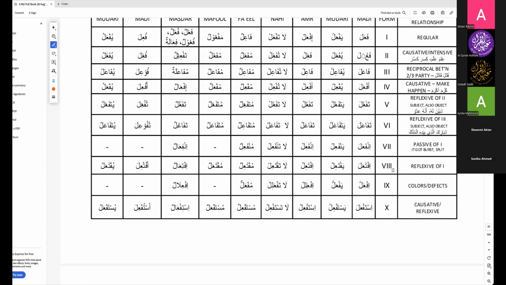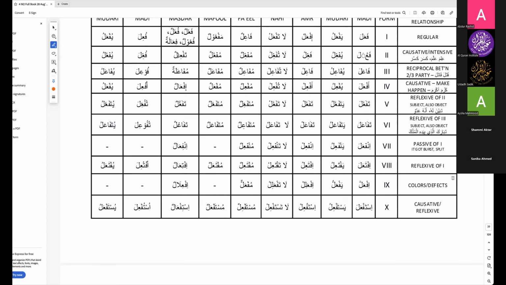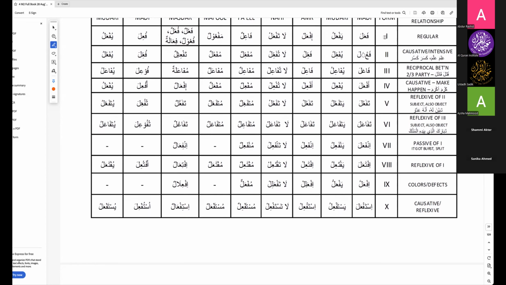Form 8. A reflexive of 1 again from here, form 1. And as you can see, alif is added here. Ifta'ala, ifta'ala, yafta'ilu.